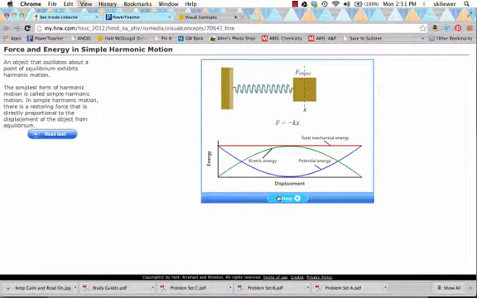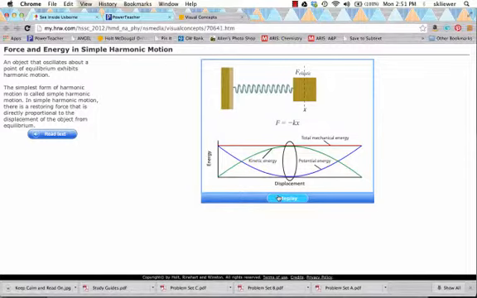Similarly, the elastic potential energy changes with time. However, the total energy of the system is constant. When the block is at its left extreme, the kinetic part of the energy is zero, but the elastic potential energy is at a maximum. The same is true at the right extreme. At the midpoint, the potential energy is zero because the spring is relaxed. However, the kinetic energy is at a maximum. Because of this, the total energy does not change.